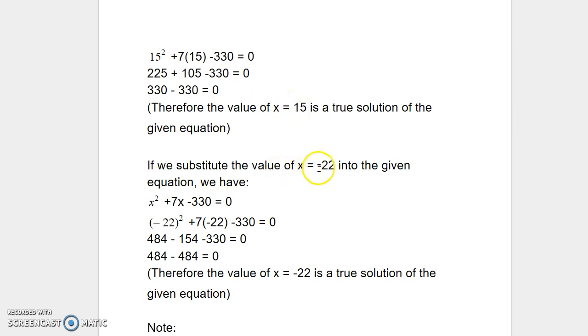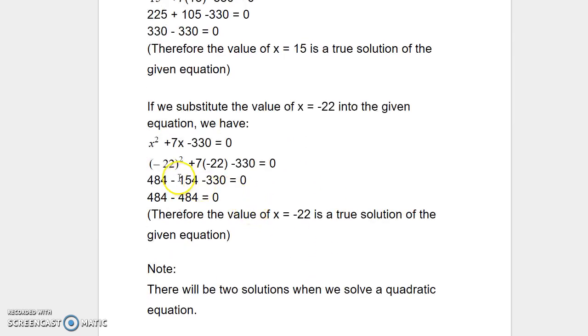Now we're going to check whether the second solution, x equals negative 22, is a true solution or not. So our given equation is x squared plus 7x minus 330 is equal to 0. So wherever we see x, we're going to substitute the value of negative 22. So negative 22, the whole thing raised to the power of 2, plus 7 times negative 22 minus 330 is equal to 0.